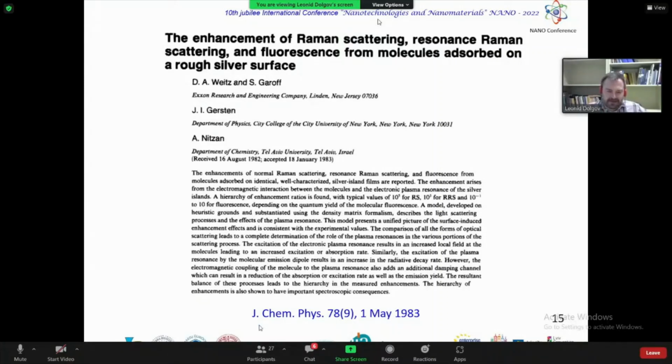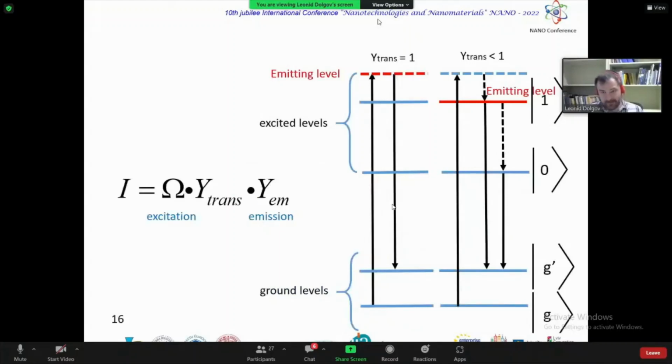But we found a very interesting work. It was quite old, from 1983, where Raman scattering and fluorescence assisted by plasmons are analyzed in a similar way. Here I just make a summary of the most important points of this paper. They started from the very general ratio that intensity is a product of excitation efficiency, transfer efficiency, and emission yield.